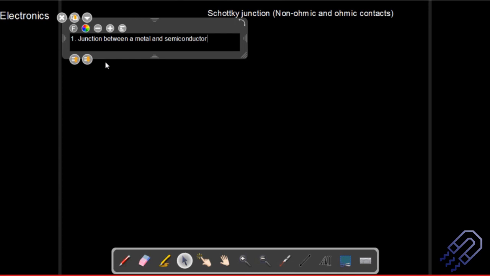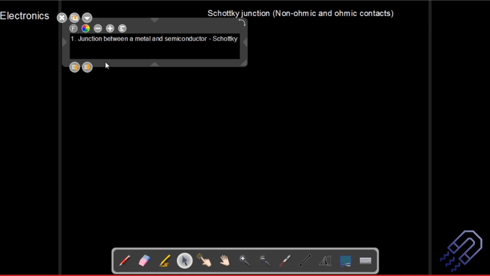This is important. The second point that should be noted is it can basically be rectifying, or it can also be ohmic. Ohmic contact. I'll shortly come to what we mean by ohmic contact and a rectifying contact.